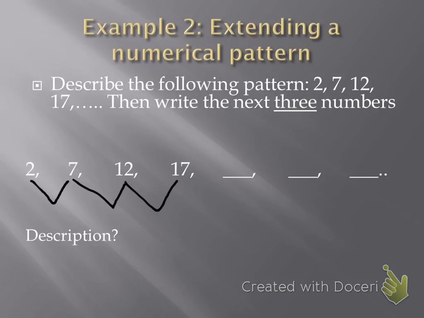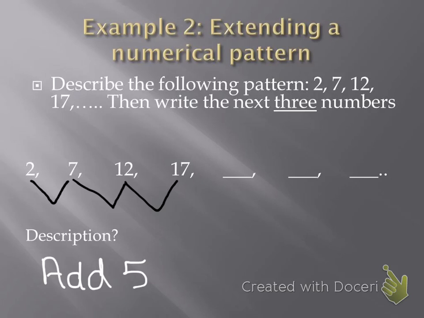Okay, so anytime we describe a pattern, it's going to be a specific operation. So on your notes, underneath example 2, you're going to write this word description, and then you'll write add 5. That's how I describe the pattern. I'm adding 5 to each number to get the next number in the series. All right, so if I'm adding 5, 17 plus 5 is?